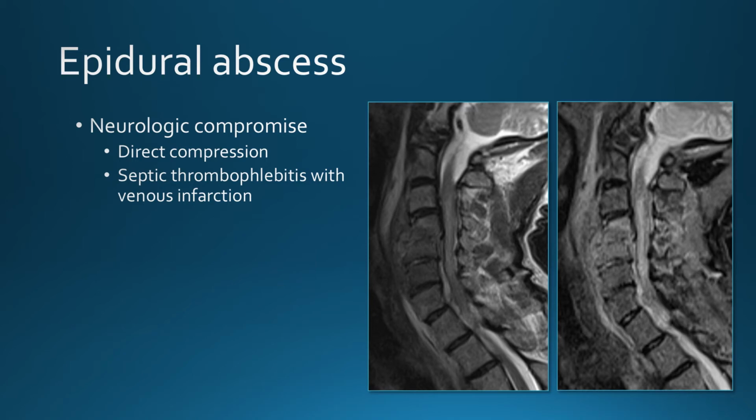So the problem with the epidural abscess is neurologic compromise, and there are two mechanisms. One is direct compression, so direct cord compression. The other mechanism is venous infarction, secondary to venous occlusion. Septic thrombophlebitis can cause venous infarction in the spinal cord. So you can develop severe symptoms even though the degree of cord compression may not be that bad. So these need to be treated quite aggressively.